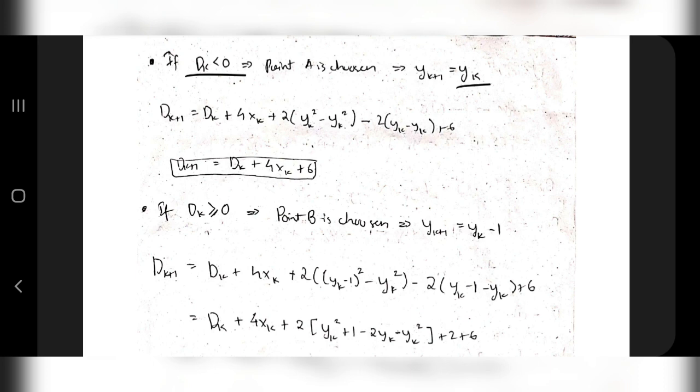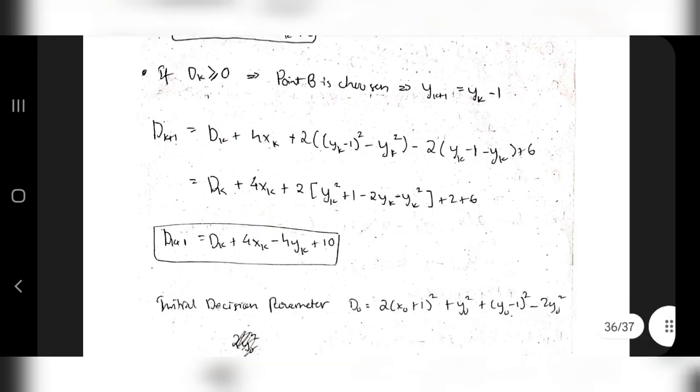If it's less than 0, it means it's nearer to point A, so the upper point only will be chosen. If it's greater than 0, that means it's far from A and nearer to B, so yk minus 1 will be chosen. This is yk minus 1 and this is yk plus 1, yk only. So if we substitute the value of yk plus 1 as yk only in the previous equation, we'll get this answer, and simplifying we'll get this answer.